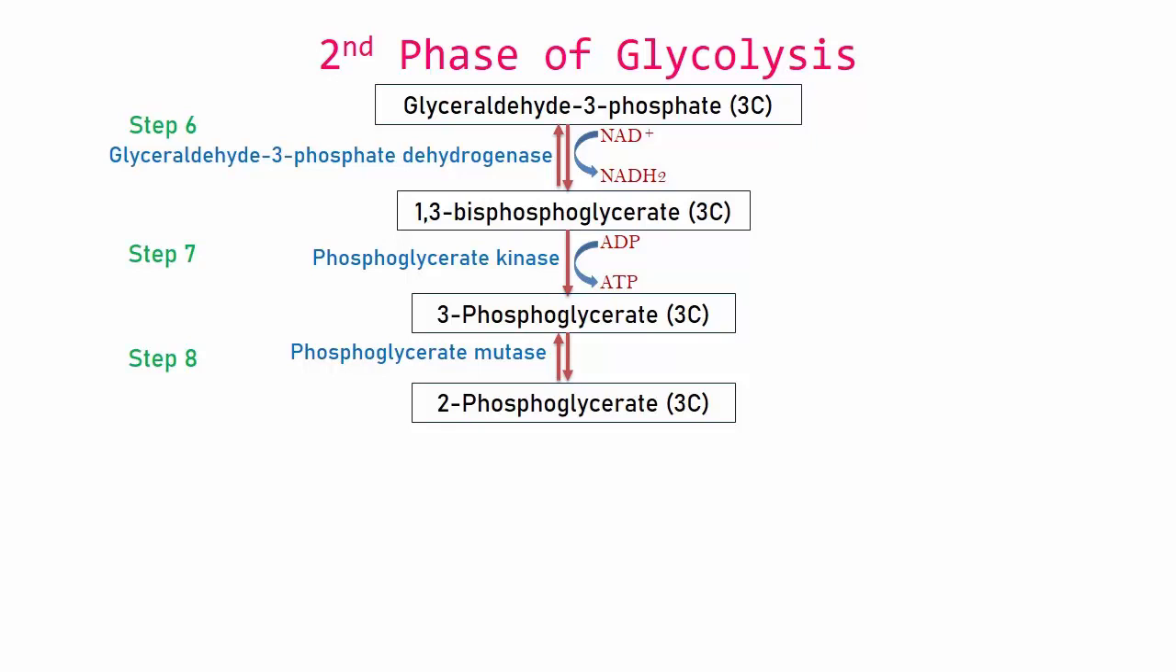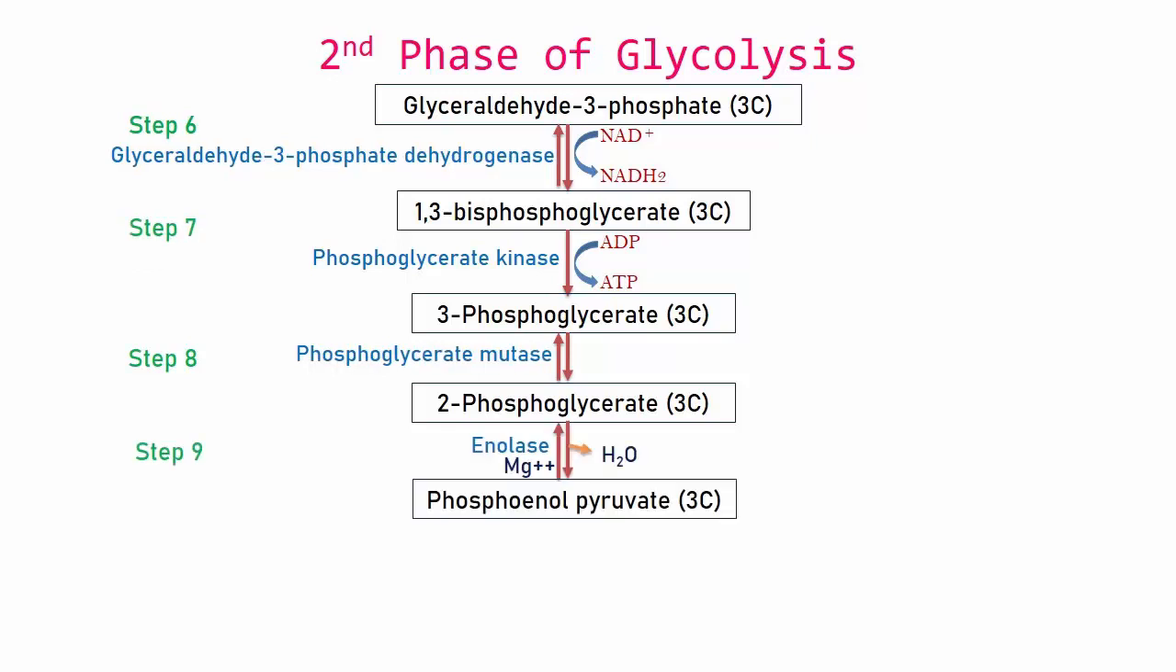Let us see what happens with 3-phosphoglycerate. 3-phosphoglycerate is converted to 2-phosphoglycerate by the enzyme phosphoglycerate mutase. This is a simple rearrangement type of reaction, that is, shifting of the phosphate from the 3-carbon position to the 2-carbon position by isomerization. Further, 2-phosphoglycerate is converted to phosphoenol pyruvate. The enzyme of this reaction is enolase. Magnesium ions are also utilized in this reaction.